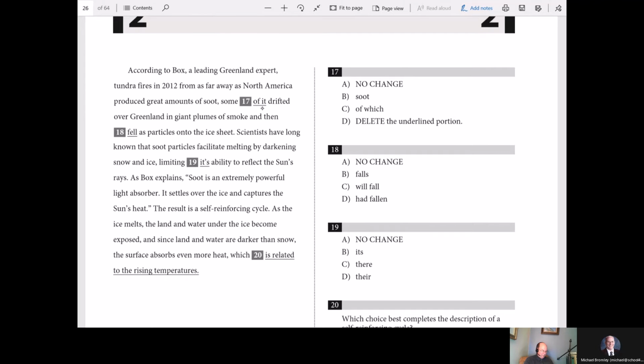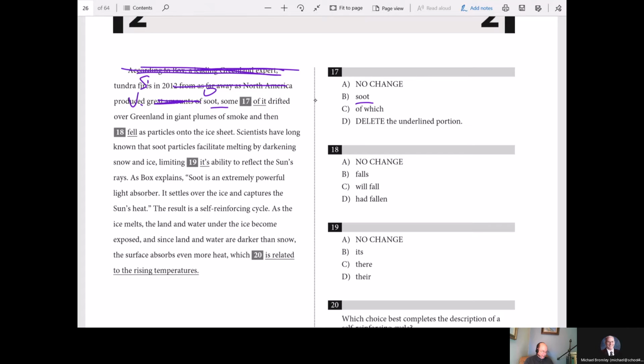All right, so here we have the comma, some of it drifted soot. Well, this is a little bit complicated, so let's see what's going on. One way you might do this is to simplify the sentence. So according to Box, that's a preparatory or subordinate clause informing the sentence. So let's get the subject, the fires, and the verb, produce. What do they produce? They produce soot. Subject, verb, object, soot.